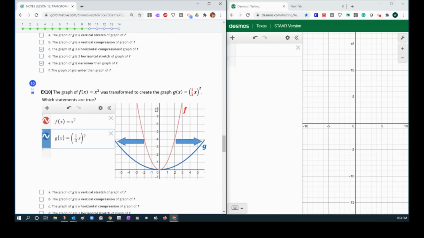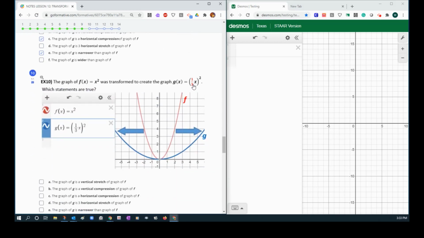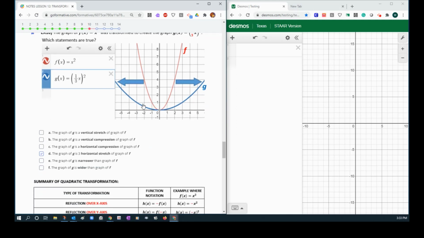All right. And now the last example here is if the coefficient is inside the parentheses and is less than one, then what happens is the sides become wider. And this is what is called a horizontal stretch. It's like you're pulling out both sides. Okay, so this will be a horizontal stretch, and the graph G is becoming wider.